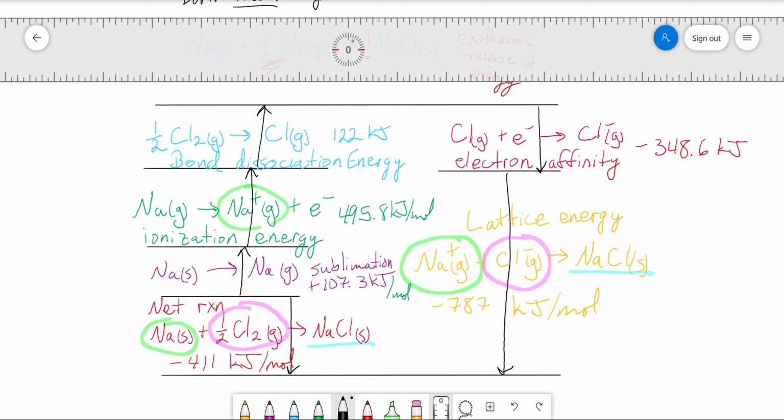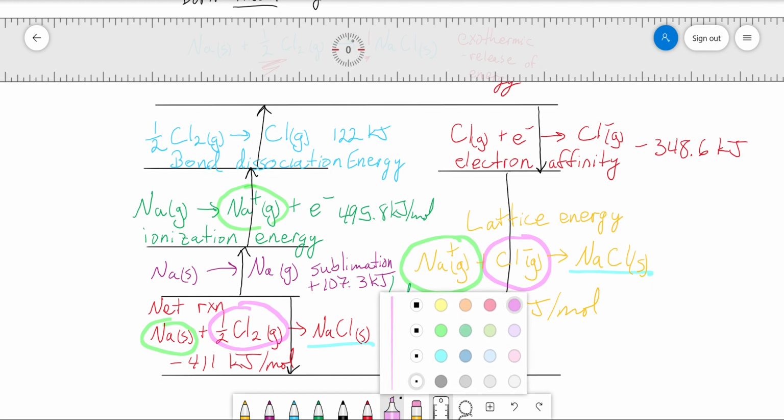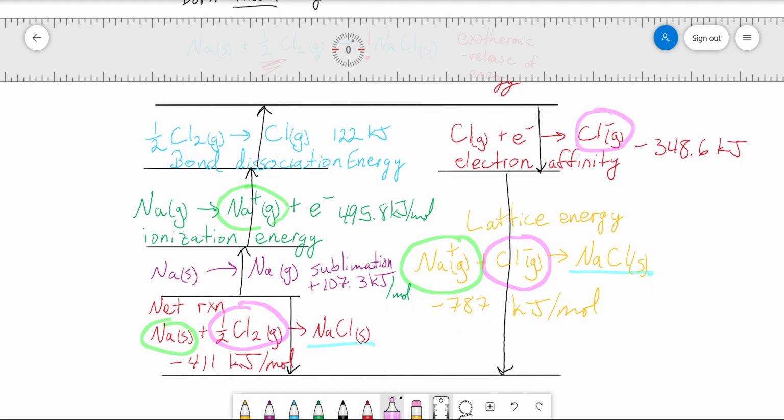And so you can see we've completed the cycle. Chlorine looks exactly like we want it to. Sodium looks exactly like we want it to. There's our chlorine, matching that chlorine. And in the next video, I'll show you a different way to go about this.